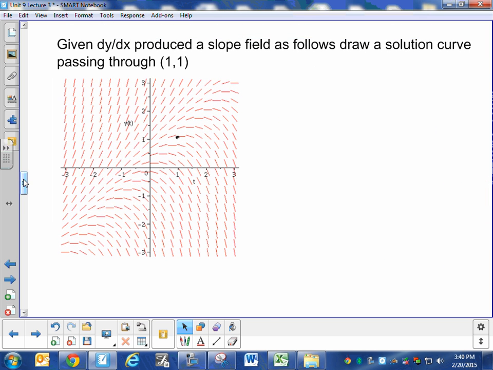Here is a slope field produced by some differential equation, dy dx is equal to something. And I want somebody to draw the solution to this differential equation that produces that slope field, and your solution has to pass through 1, 1.